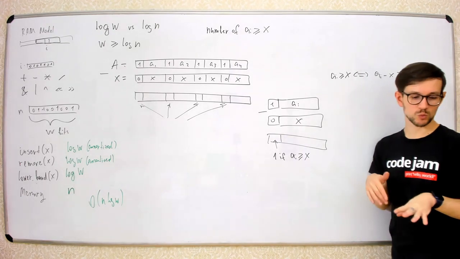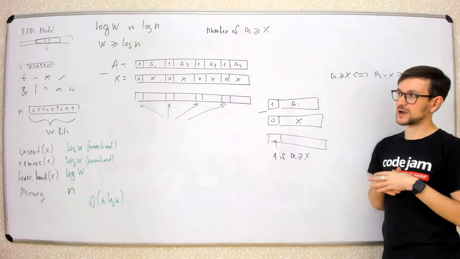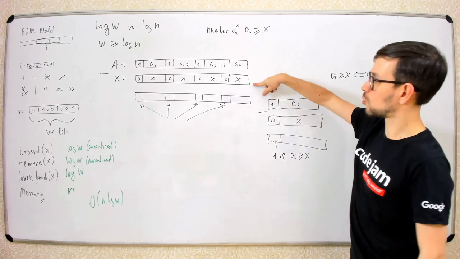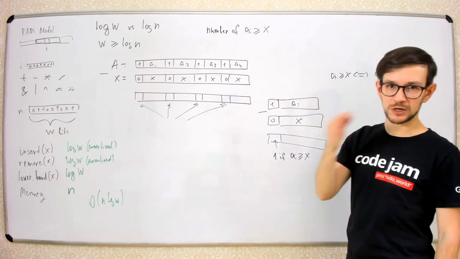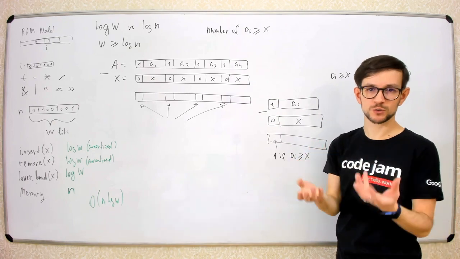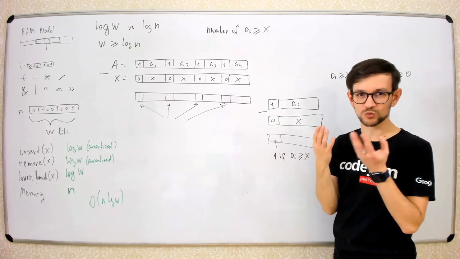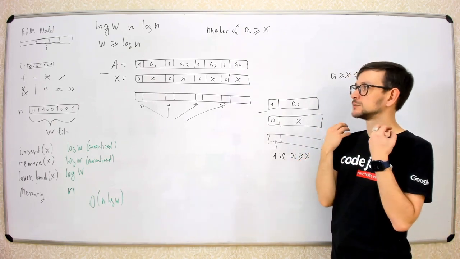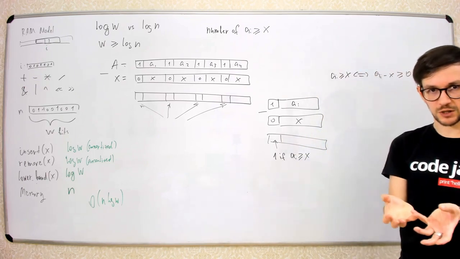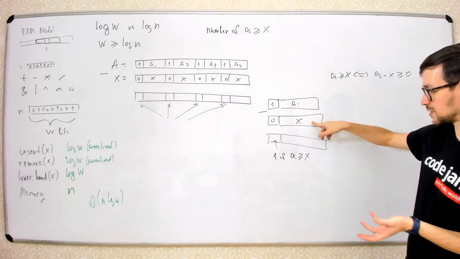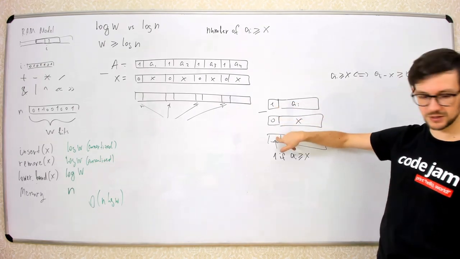Once again, what am I trying to do? I'm trying to compare x to all elements in array A using only integer operations, because a Boolean operation gives you too little information. So how do you compare elements using integer operations? You just subtract the elements and look at this bit here.